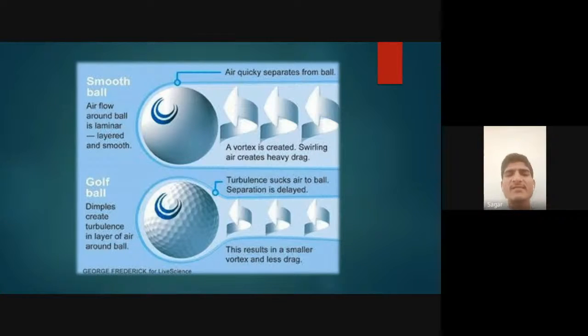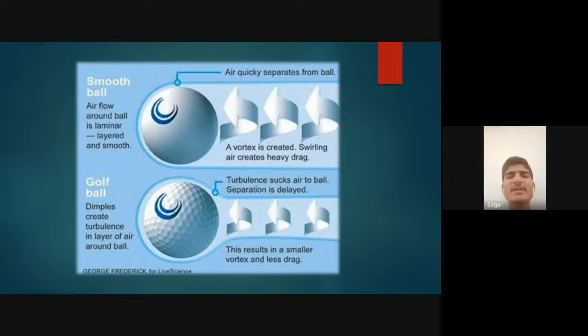In the upper case there is a laminar flow, but in the lower one there is a turbulent flow. So why does turbulent flow stay attached for a longer time, and why is the first case laminar and the second case turbulent? First, we know that laminar flow is a smooth flow and turbulent flow is a flow with fluctuation and more energy. So in the second case, turbulent flow means it has more flow energy. This comes because of the dimples.